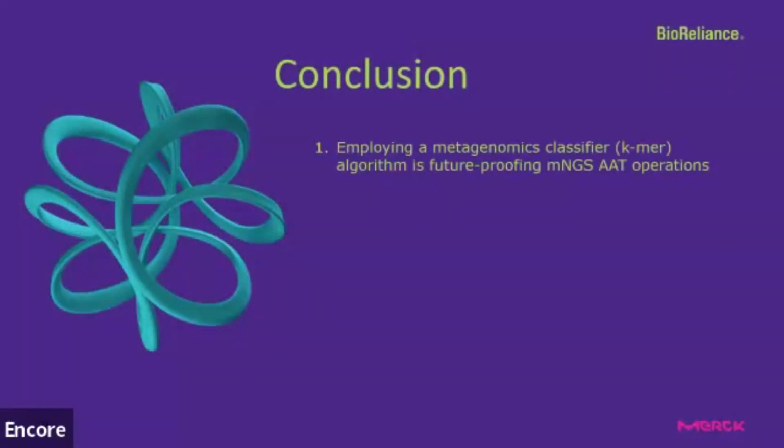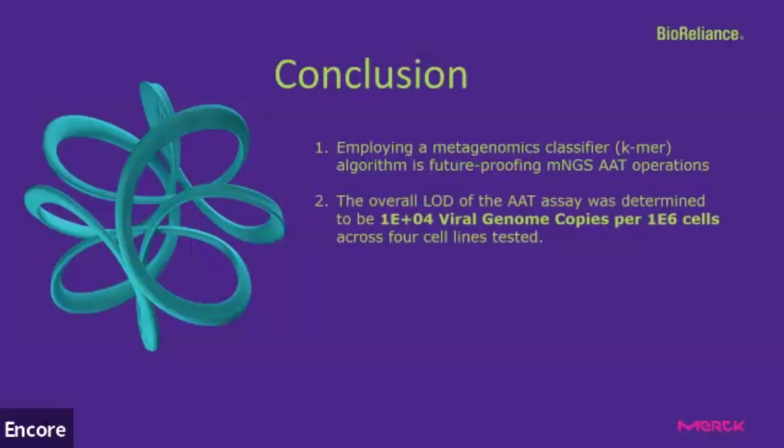So in conclusion, the metagenomic pipeline, or the K-mer pipeline, that we put in is really to future-proof our AAT operations. I also want to say that the overall LOD is 1E4 per a million cells. And as I was showing, cell line genome filtering reduces false positive detections, like for instance with FELV. We made it an optional step. We didn't validate using genome filtering because then it would have been mandatory. We just keep it an optional step. And if for whatever reason the cell line genome shouldn't be removed, then that's not a problem.